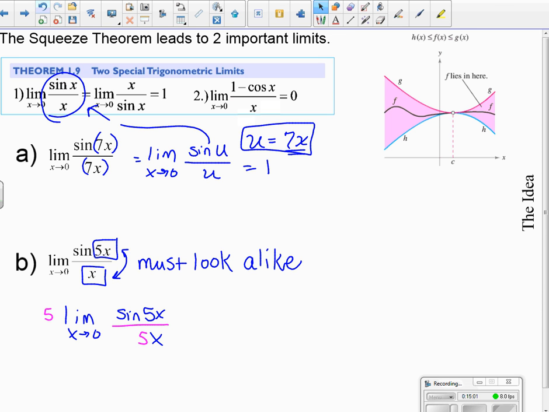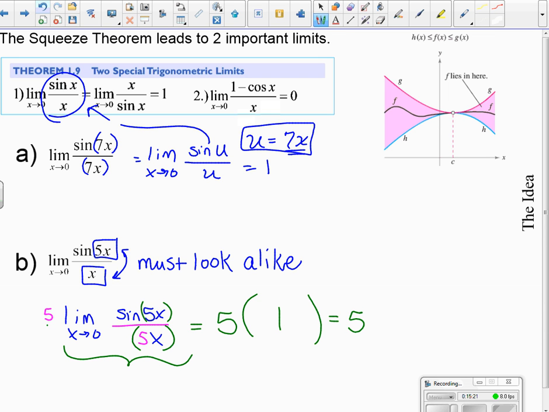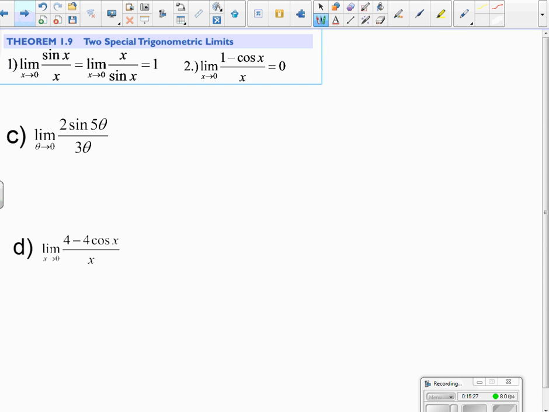And now, kind of looks like a little magic, doesn't it? We have sine 5x over 5x. That will give us an answer of this 5 that's outside, and the limit, this evaluates to 1, so I get 5 as my answer. Maybe replay that if it looked a little difficult.